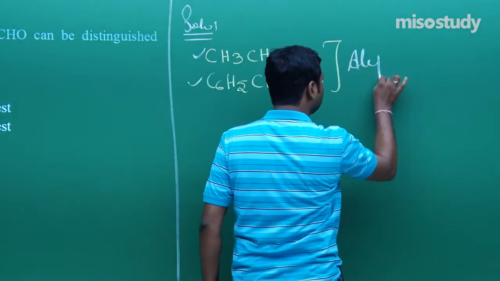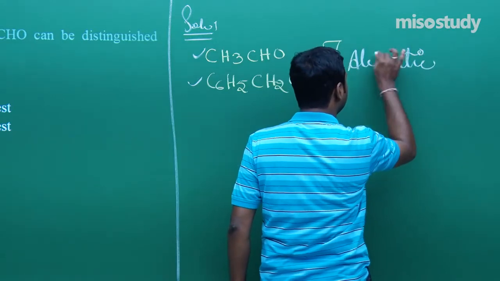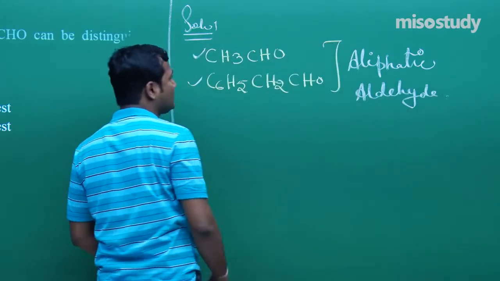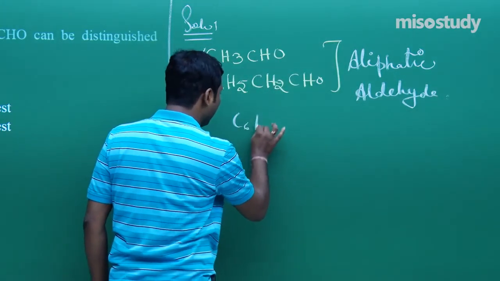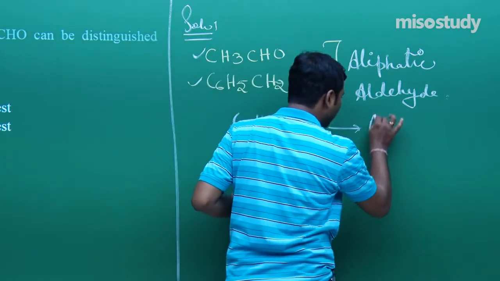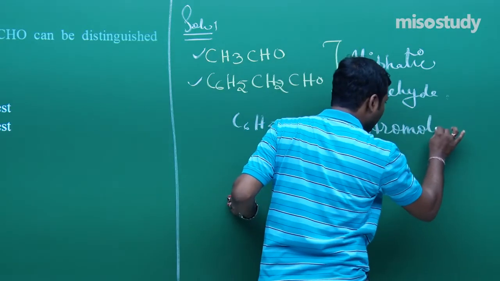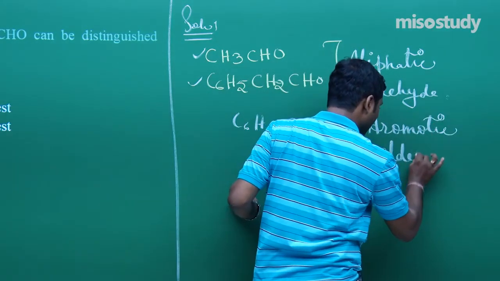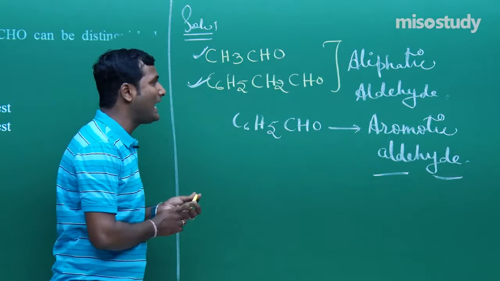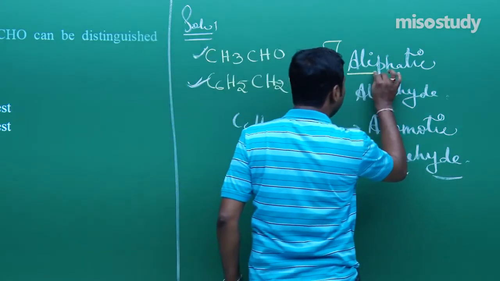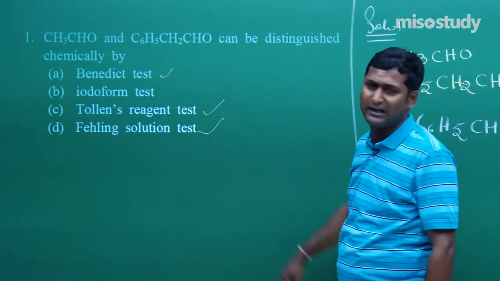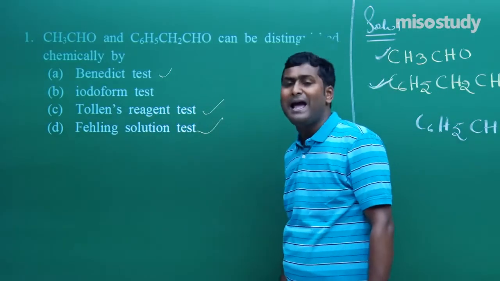Yes sir. Aliphatic aldehyde. But if I compare this with C6H5CHO, this one is aromatic aldehyde, clear? Aromatic aldehyde. Now what does the question say? Both are aliphatic aldehydes, so we can say they will give the Benedict test, Tollens reagent test and Fehling test. This is very simple. These tests are all for aliphatic aldehydes.